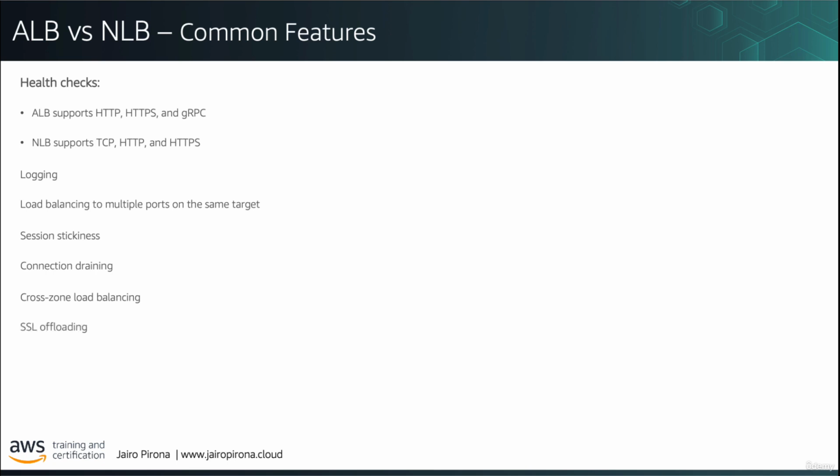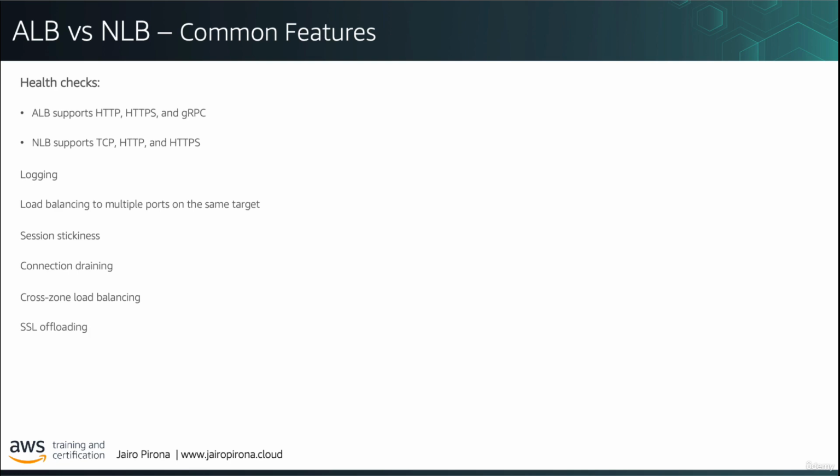The next common feature is SSL offloading. This allows you to terminate, that is, offload the SSL connection to the load balancer, instead of terminating directly to the target server. The load balancer will decrypt the request from the clients before sending it to the registered targets. This reduces the CPU load on the targets, since SSL decryption is a CPU-intensive task. These are the common features.